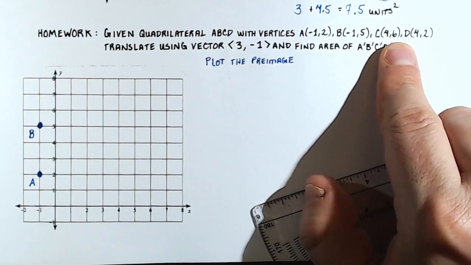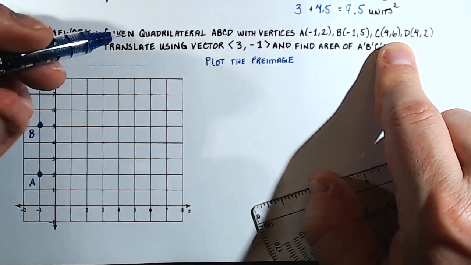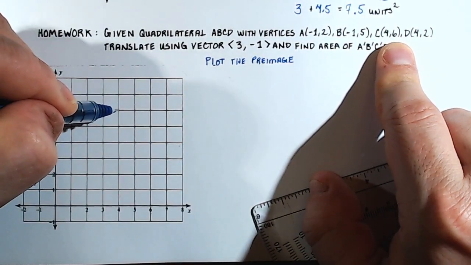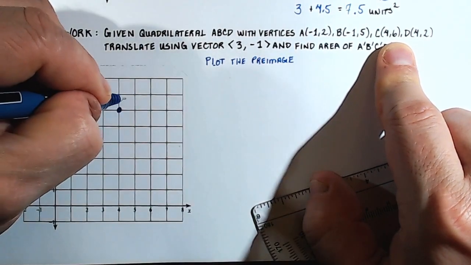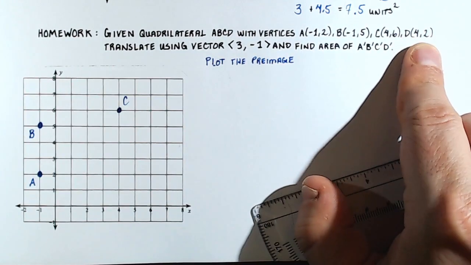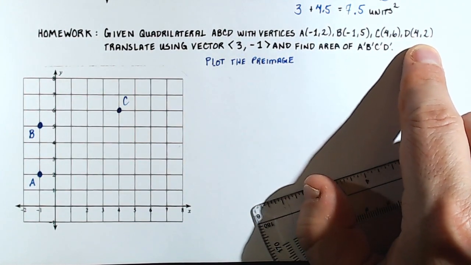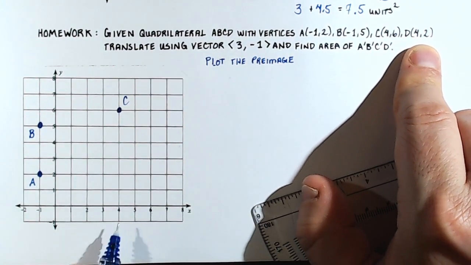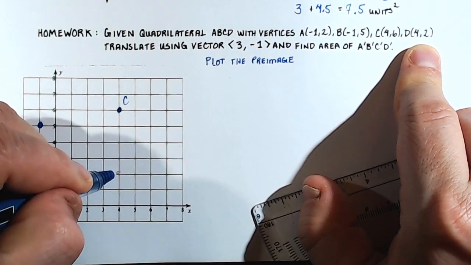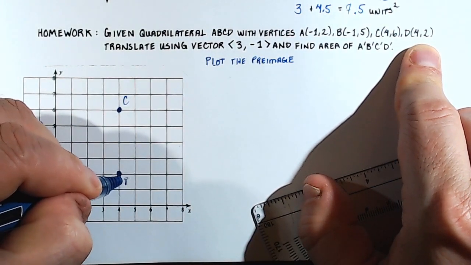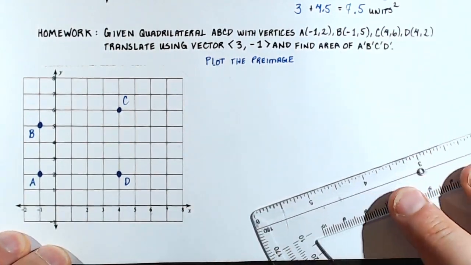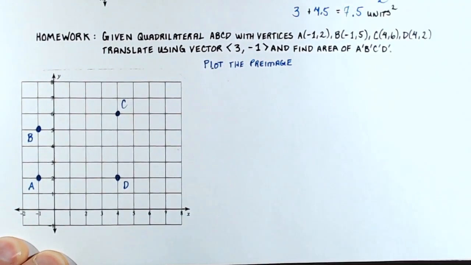Here I've got a point at 4, 6, right, and that's point C. And now I've got a point D at 4, 2, okay, and that's point D. Now let's connect the dots. So we draw this pre-image.